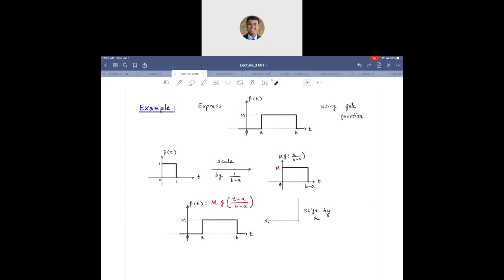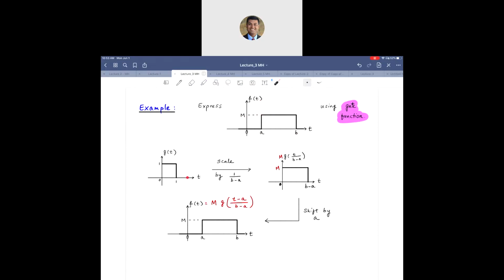Now let's deal with a general case. Here you have f of t. I'm trying to express this f of t in terms of gate functions now. Earlier we used unit step functions. Now I'm focusing on a gate function, g of t. So how do I do that? I'm using the same example here: something that turns on at a, turns off at b, has a height of m. So it's the same f of t as before.